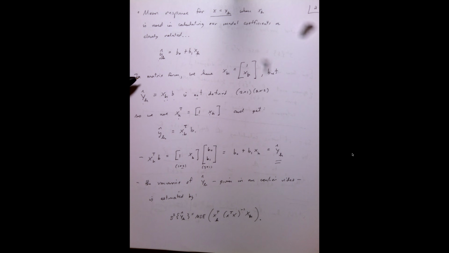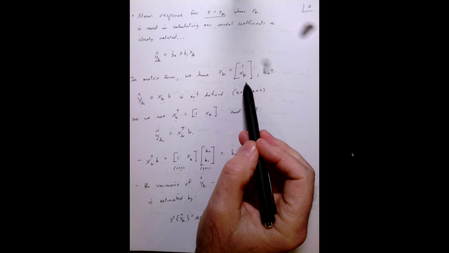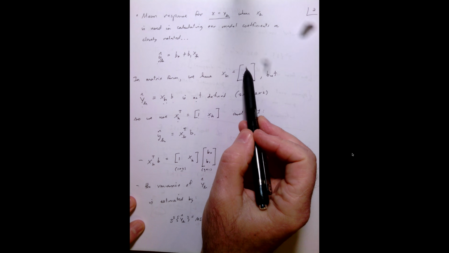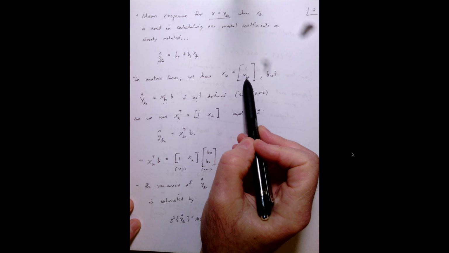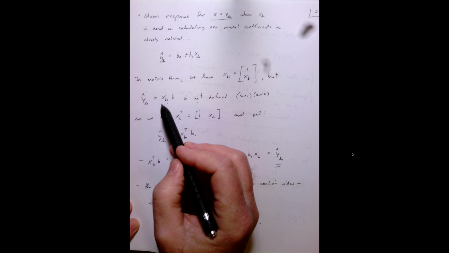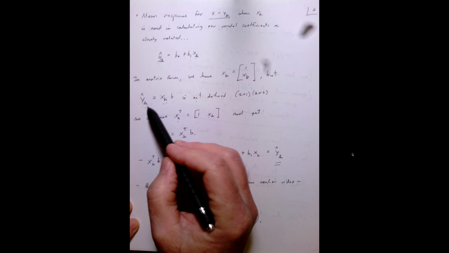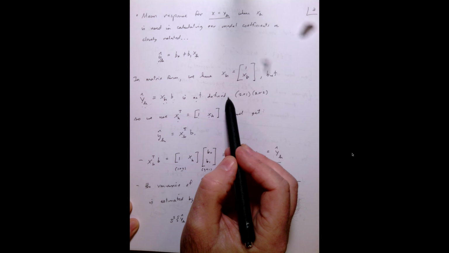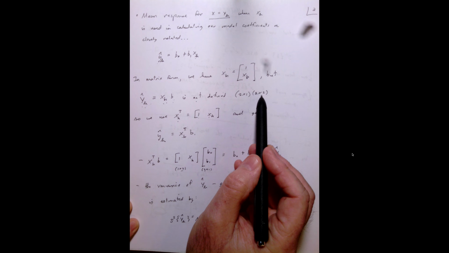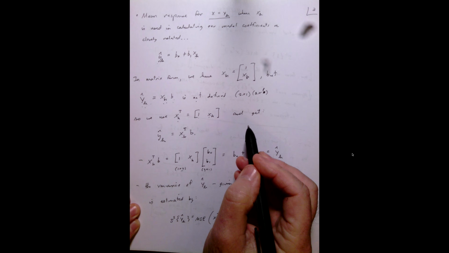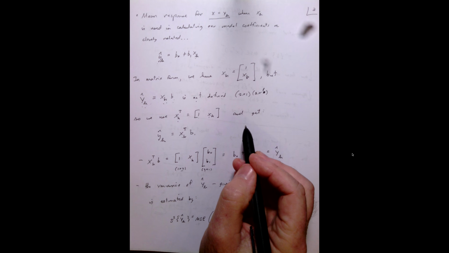In matrix form, I'm going to introduce a column vector where x sub h is just 1 and then the value that we're making that prediction at. But we run into a slight snag here. If we try to calculate x sub h times b, we get something that's not defined, because x sub h is a 2 by 1, b is a 2 by 1, and of course the product isn't defined.